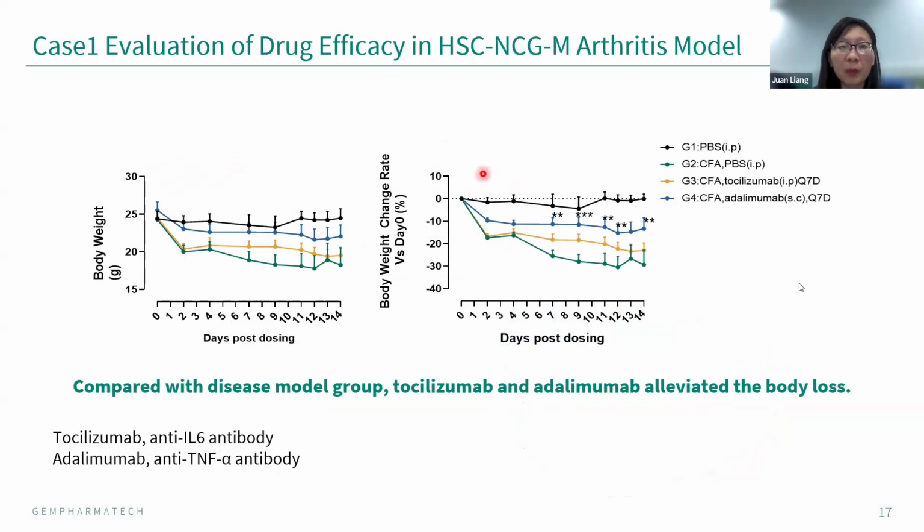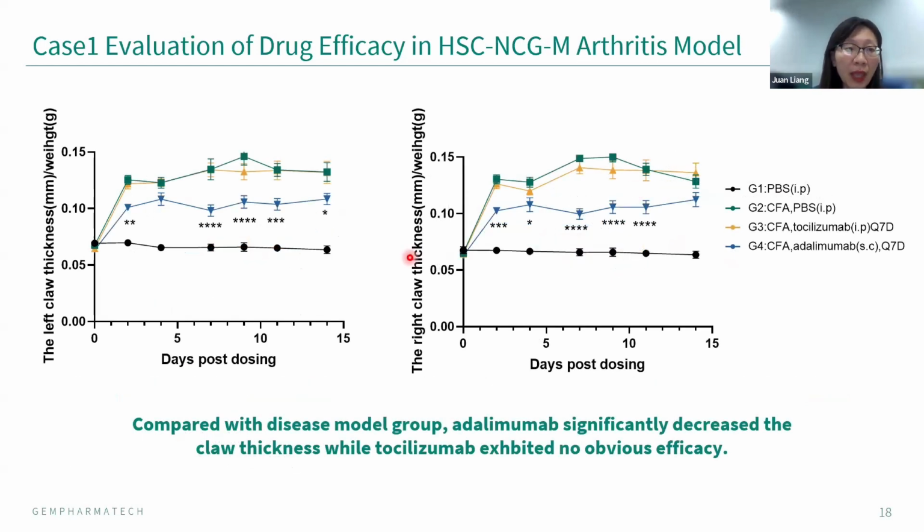So here is the body weight change during the study period. Compared to the disease model group, the TNF-alpha antibodies and also the IL-6 antibodies could alleviate the body weight loss. When we look at the arthritis score, we could find that the TNF-alpha antibodies could significantly decrease the claw thickness and also the claw thickness to weight ratio, but the IL-6 antibodies exhibited no obvious efficacy.